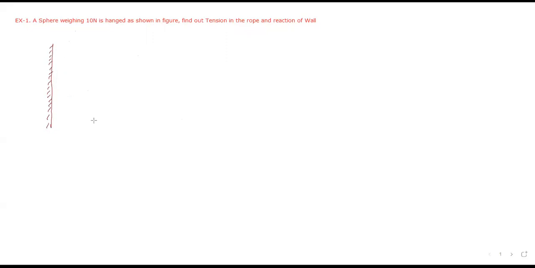One sphere is hung by means of a rope, just like this. Is it clear? And this angle is 30 degrees. Is it clear or not? Please confirm me.